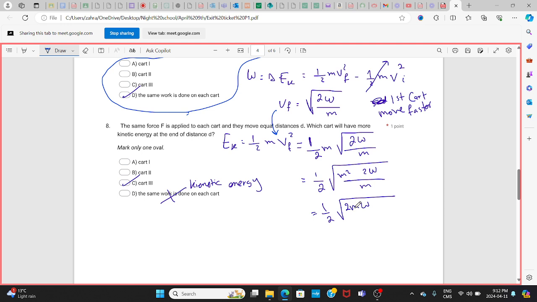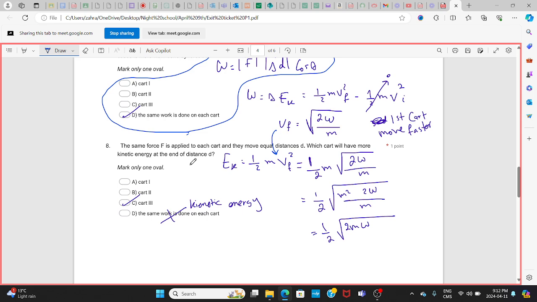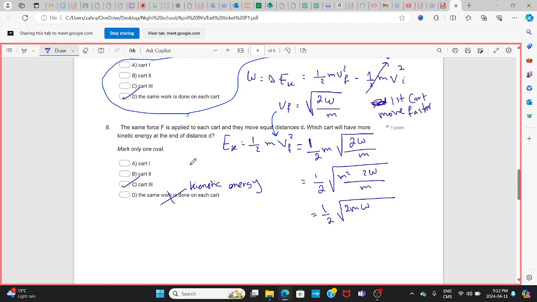Now, the heavier it is, the more kinetic energy you have. So the third card is heavier. That's why the third card possesses more kinetic energy at the end. Any question? No, thank you. That was all good.